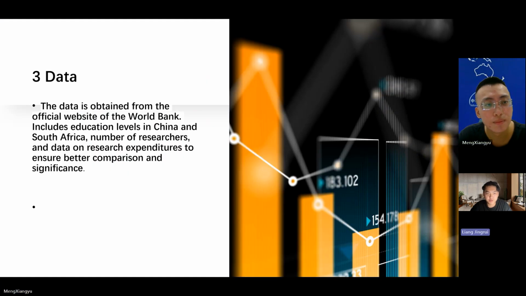In this part, we introduce the data. The data is obtained from the website of the World Bank, and includes education levels in China and South Africa, numbers of researchers, and data on research expenditure, to ensure better comparison and significance.